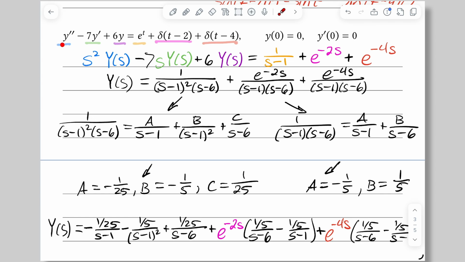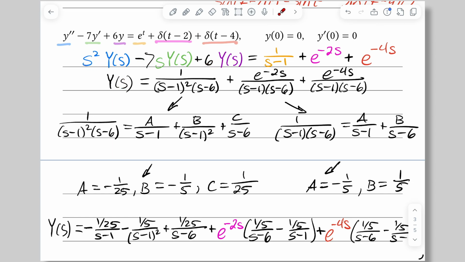For y double prime, we have s squared y of s, minus 7y prime is going to give us minus 7s y of s, and plus 6y is going to give us plus 6y of s. E to the t on the right-hand side transforms to 1 over s minus 1, and then delta of t minus 2 and delta of t minus 4 give us e to the negative 2s plus e to the negative 4s.